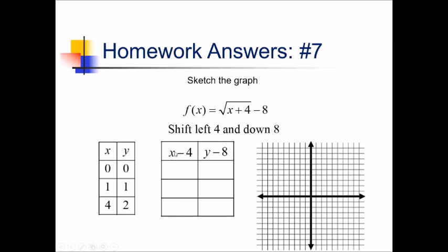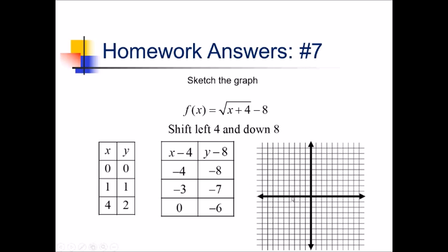So let's do the x minus 4 part first with the parent points here. So 0 minus 4 is negative 4. 1 minus 4 is negative 3. And 4 minus 4 is 0. Next, I'll subtract 8 from all the y values of the parent function. So we've got 0 minus 8 is negative 8, 1 minus 8 is negative 7, and 2 minus 8, negative 6. All right, let's graph all those out.